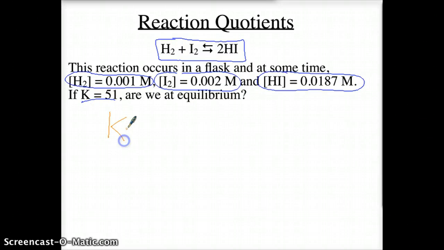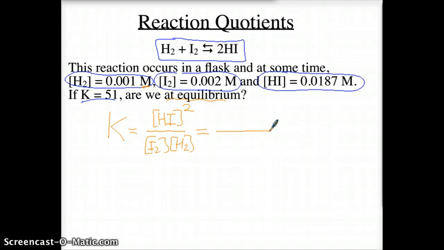So K equals, and let's write our values without plugging in numbers. Since these are concentrations in molarities, I'm going to use brackets, not partial pressures. So [HI] squared over the concentration of I2 times the concentration of H2. That's what I'm going to set up first. Now to figure out if I'm at equilibrium, I need to solve for what K is. So I'm going to go ahead and plug in my numbers.